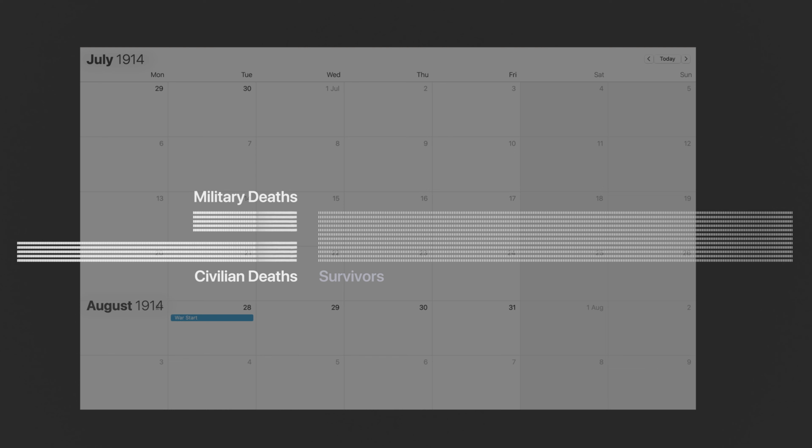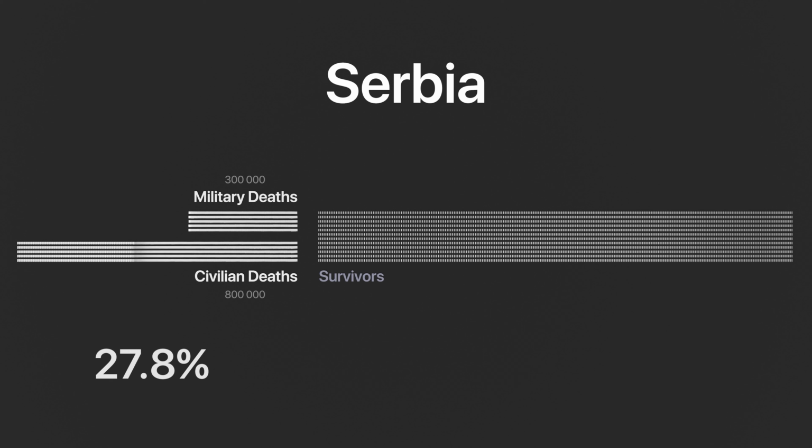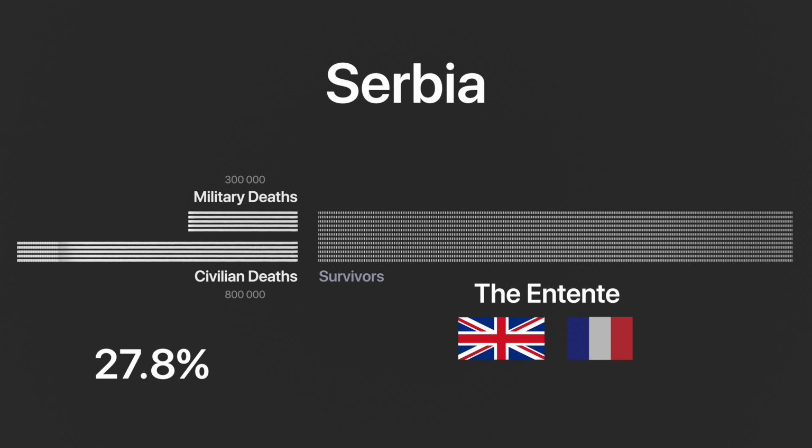On the 208th day of 1914, Austria-Hungary declares war on Serbia. Serbia suffered the worst out of every country, with over 300,000 troops losing their lives and estimates of up to 800,000 civilians, which occurred from famine and disease. These deaths account for up to 27.8% of Serbia's total population. Serbia is a member of one of the two alliances that fought against each other in the war, called the Entente, which included the United Kingdom, France, Russia, the United States, and many others.